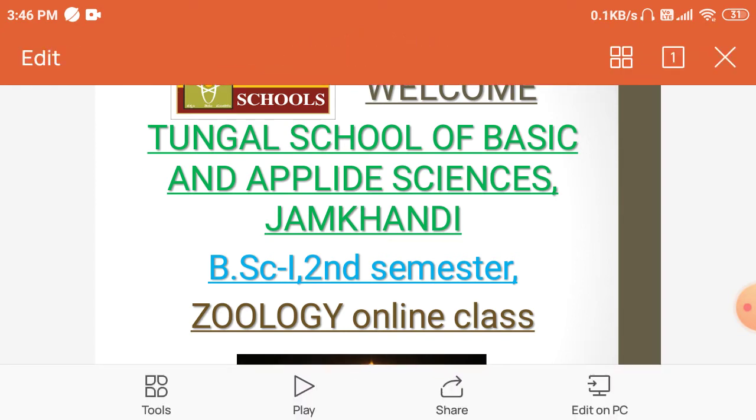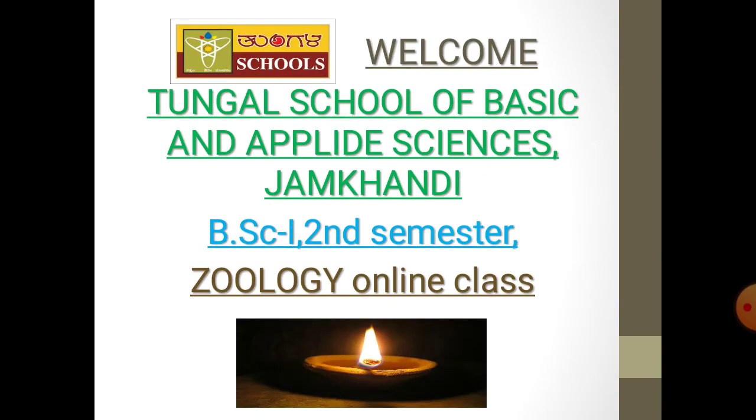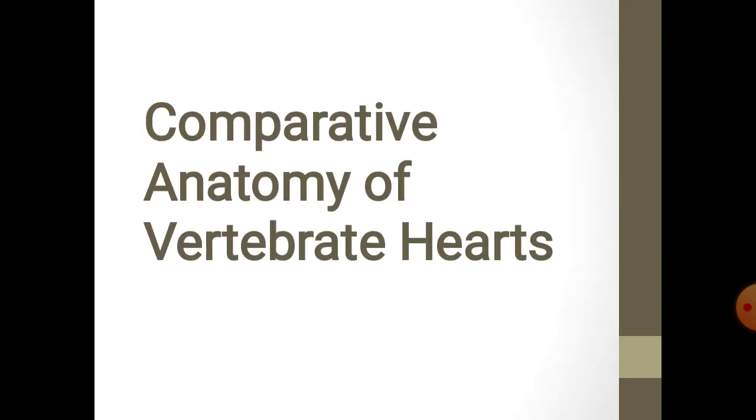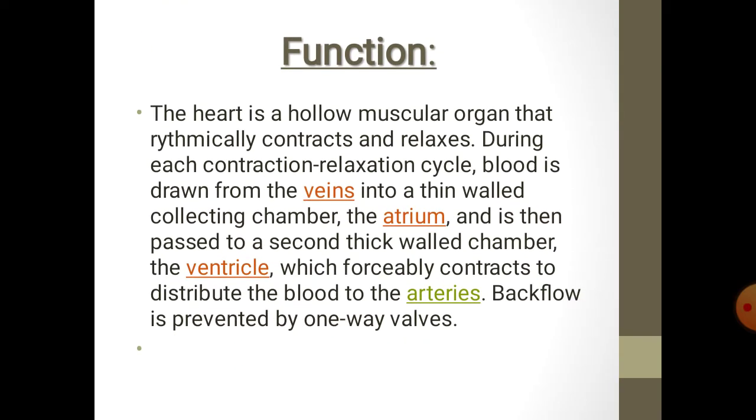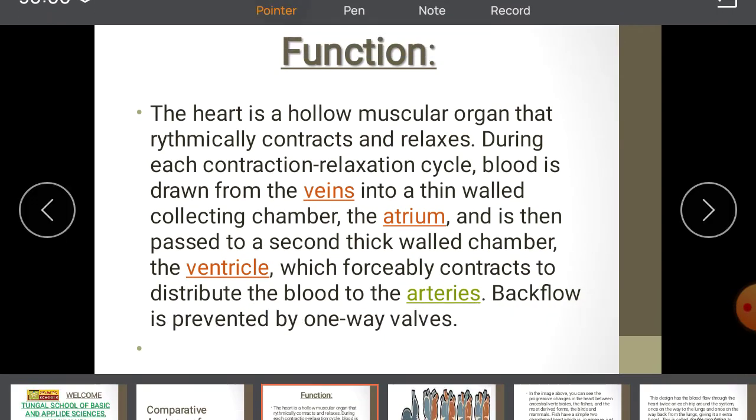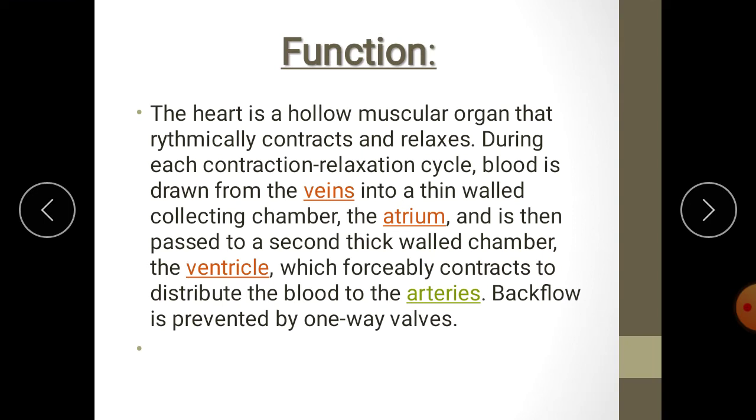So, today I'm going to discuss the comparative anatomy of vertebrate hearts. What is the heart? The heart is a pumping organ. The blood circulatory system, or cardiovascular system, is composed of the heart, blood vessels and blood. Here we are discussing a comparative account of the structure of the heart in different classes of vertebrates.